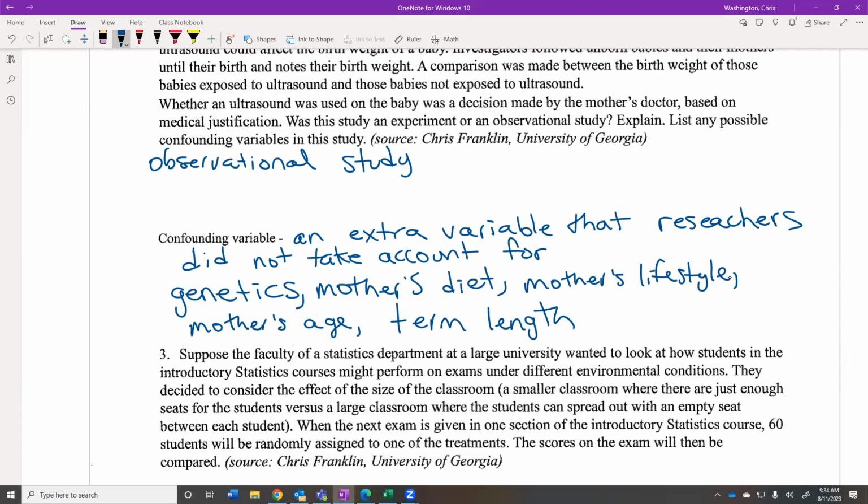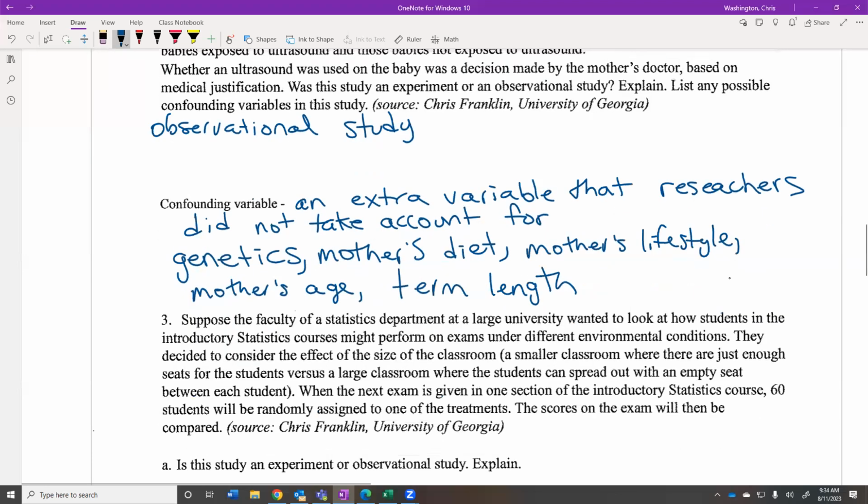Lots of medical words there that I didn't know before I had babies. That's okay. All right, cool. So that's an observational study.